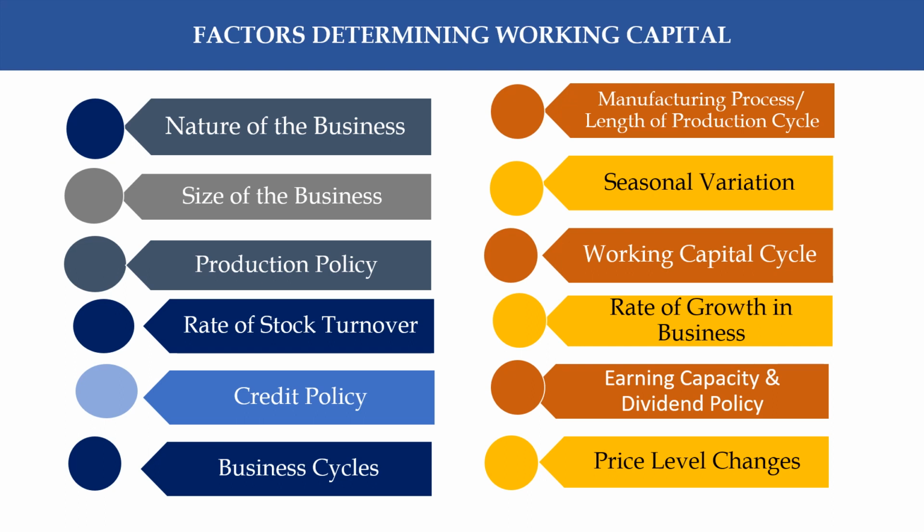Next one is working capital cycle. As we have discussed earlier, in the working capital cycle we start from cash, with the help of cash procure raw material, convert it to finished goods, then sell the same to the customers, and again collect cash. If this working capital cycle takes too much time, in that case you need more amount of working capital. If it takes less time, you need less amount of working capital.